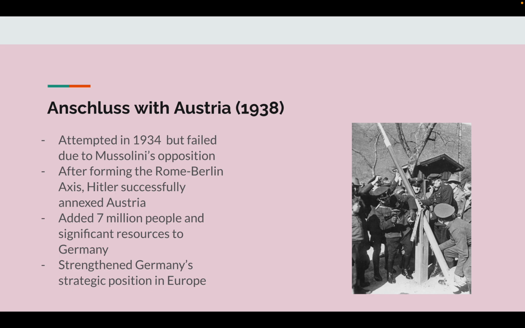Anschluss with Austria in 1938. It was attempted in 1934 but failed due to Mussolini's opposition. After forming the Rome-Berlin Axis, Hitler successfully annexed Austria. This added 7 million people and significant resources to Germany, and strengthened Germany's strategic position in Europe.